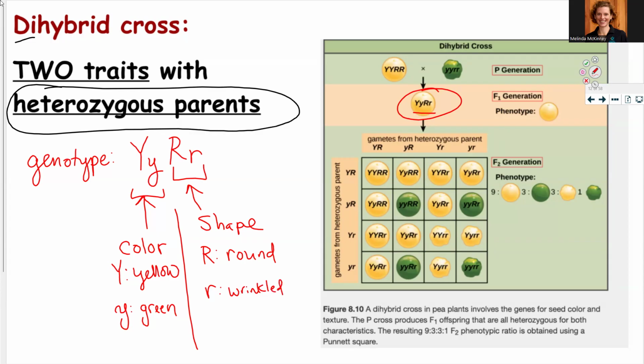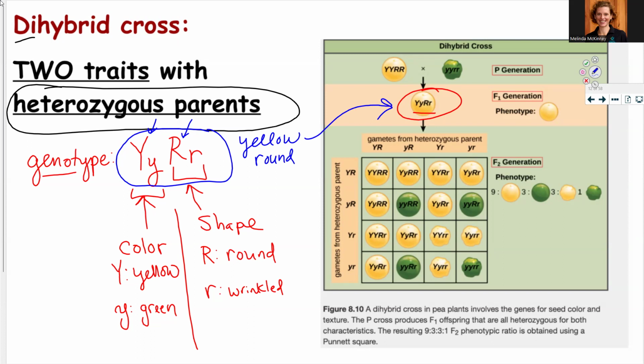So if you look at the genotype, it's heterozygous in both traits. So what's the phenotype? What's the physical expression? Right? So the phenotype is going to be the dominant phenotype for both, right? Because as long as it has the dominant allele, it's going to express it. So that means both of the parents are going to be yellow and round. Okay, yellow and round. And that's what's shown here.